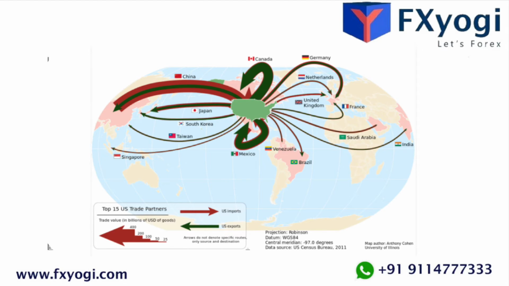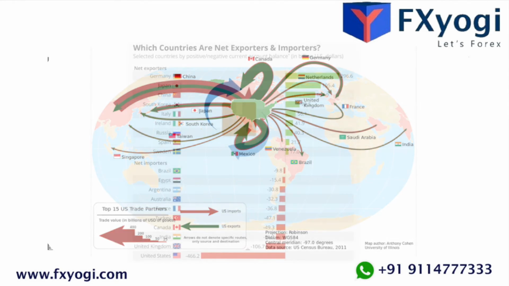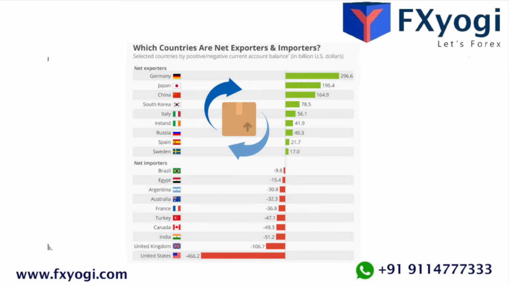If exports are higher than imports, a trade surplus exists and the trade balance is positive. On the other hand, if imports are higher than exports, a trade deficit exists and the trade balance is negative. So, exports greater than imports equals trade surplus, that is, positive trade balance. Imports greater than exports equals trade deficit, equals negative trade balance.